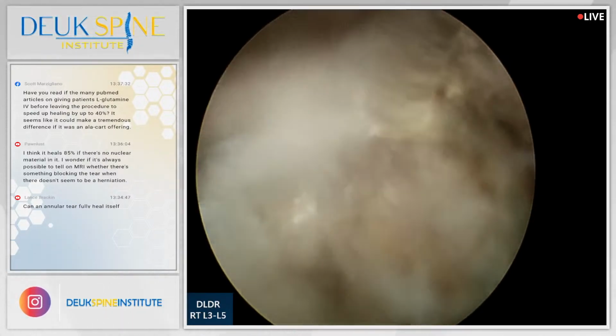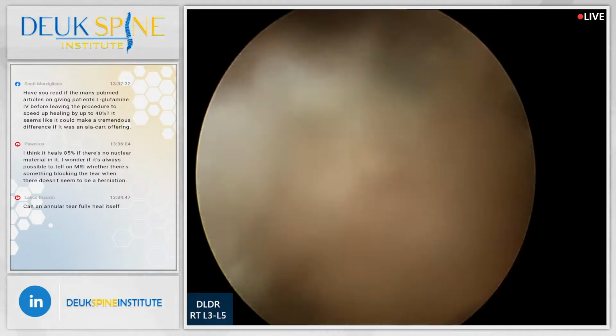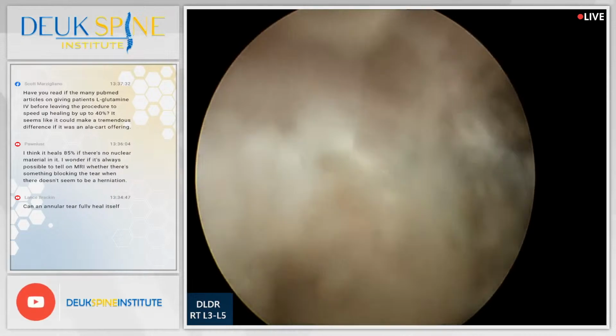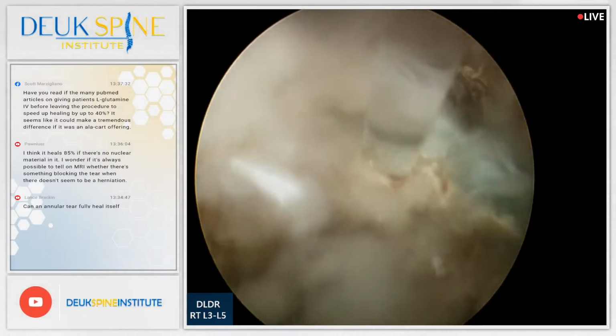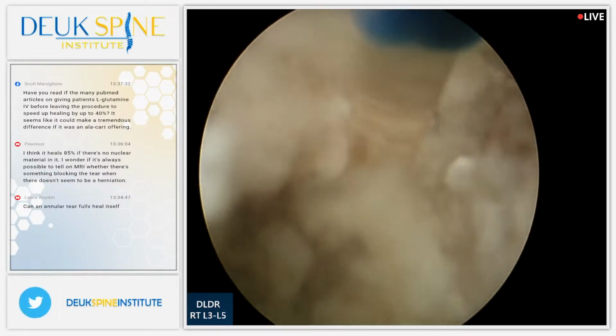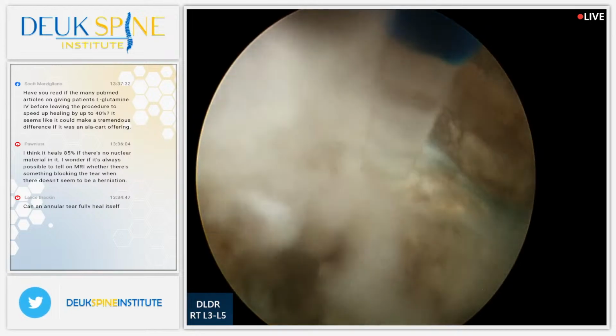It will not heal itself unless you have this procedure called the Duke laser disc repair. Having a microdiscectomy where the surgeon goes in and removes a herniation will not allow the annular tear to heal itself. Your annular tear will not heal itself because there is no debridement that is done of the annular tear.